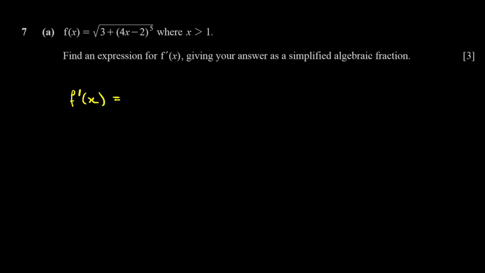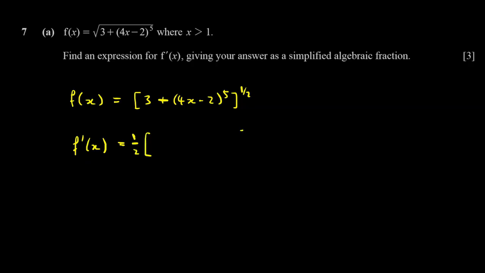So first of all, I'm going to start by writing f of x in indices form. So f of x is 3 plus 4x minus 2 to the power of 5, all to the power of a half. So then what I'm going to do is differentiate the big bracket first. So I'm going to differentiate the big function on the outside. And if I do that, I'm going to get a half big bracket to the power of minus a half. And everything inside the bracket remains the same.